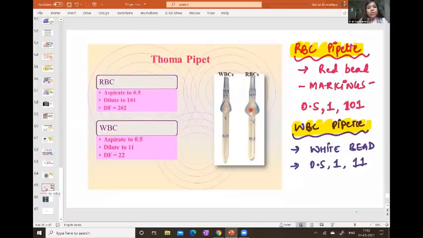When you have to charge this Neubauer chamber, when you have to put blood in this Neubauer chamber, how do we do it? We use these 2 kinds of tubes. That's the RBC tube and that's the WBC tube, right? Now the RBC tube, how do you identify? There is a red bead inside. RBC is red, so red bead inside. WBC, there is a white bead inside. Another thing which we use is the markings on the tube. RBC tube will show 0.5, 1 and 101 markings, whereas WBC tube will have 0.5, 1 and 11 markings. These are the markings which are there, right?